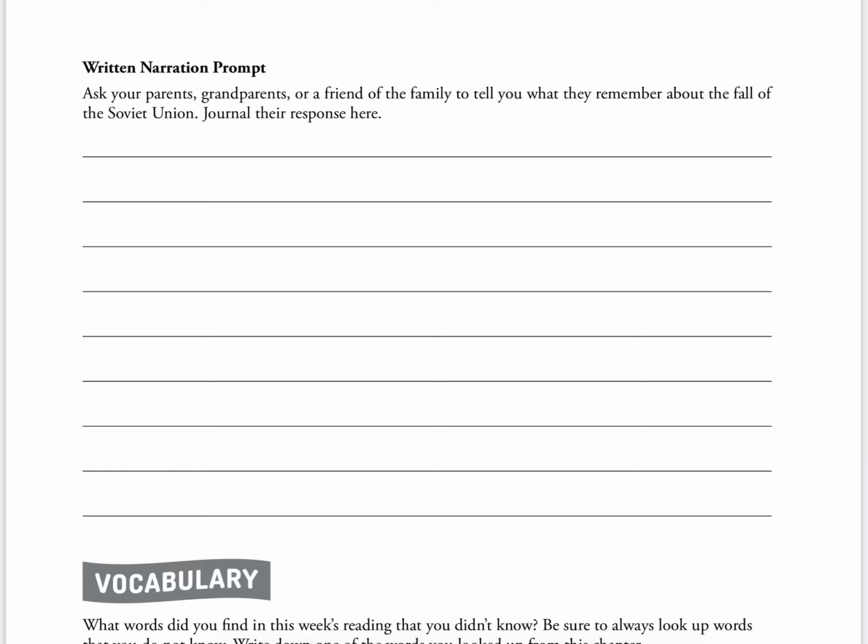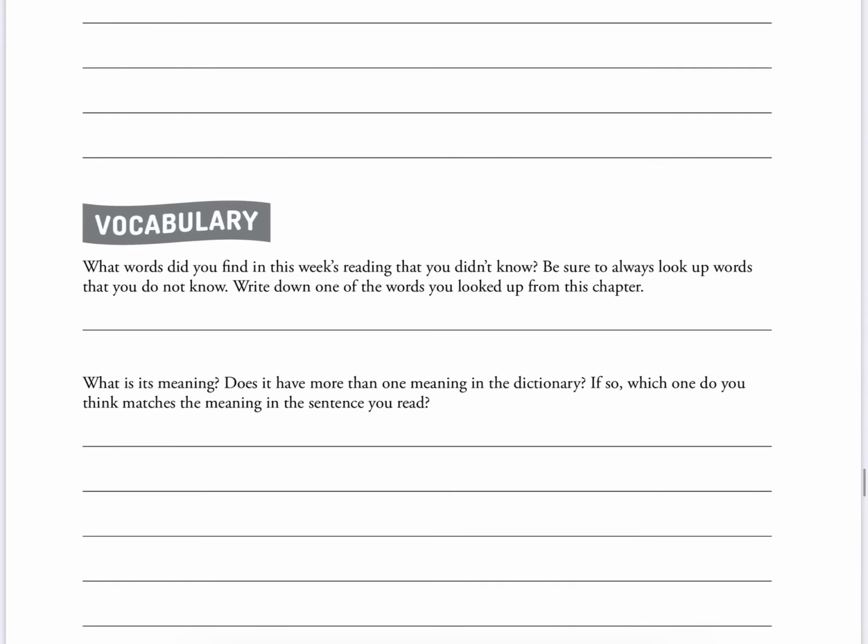So for the first page, you need to ask your parents or grandparents or a friend or family or just someone who's been around a little longer than you what they remember about the fall of the Soviet Union, which you read about in your chapter 27. And then you just need to write some of the things that they remember here. It's just an opportunity to get a secondhand or a firsthand account, something that they actually witnessed, something that they heard about in the media. It's an opportunity for you to hear what they remember. So go ahead and get some of those thoughts and write them down there.